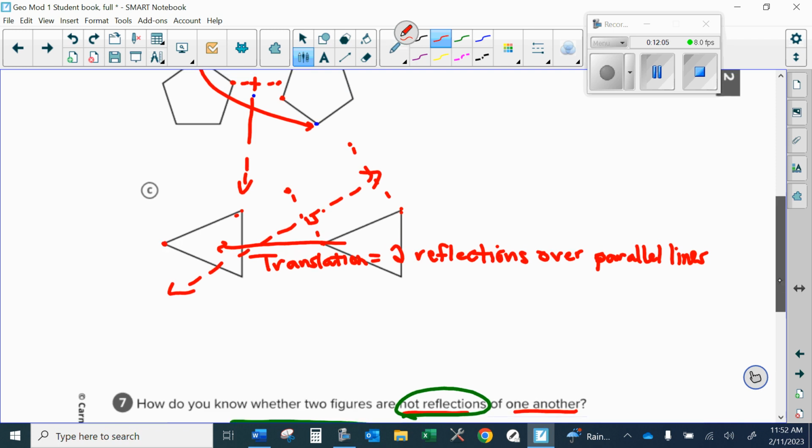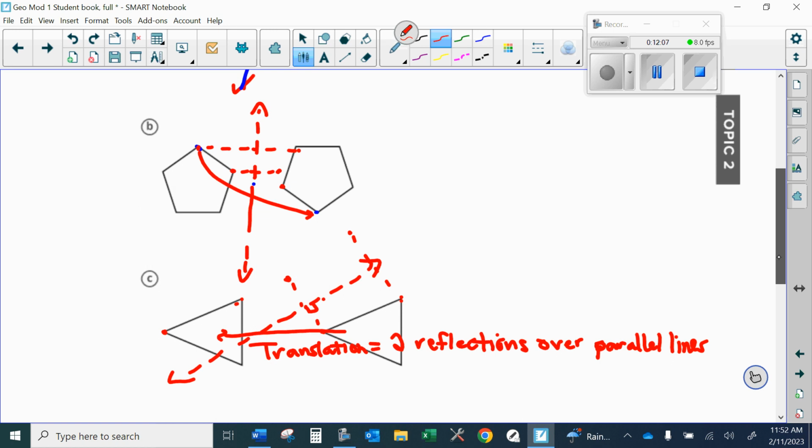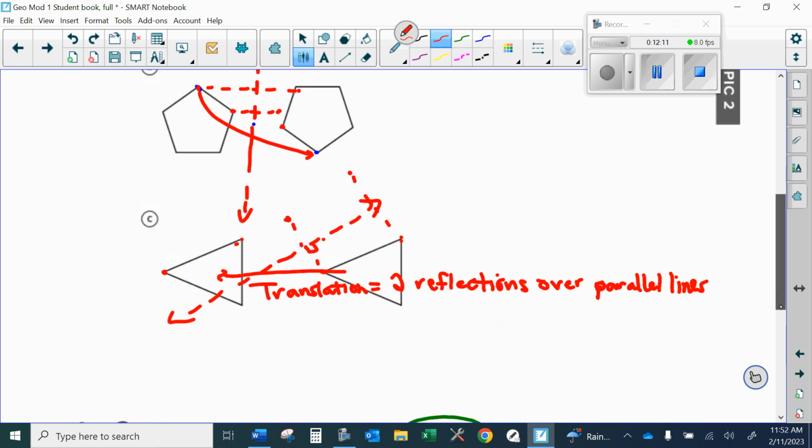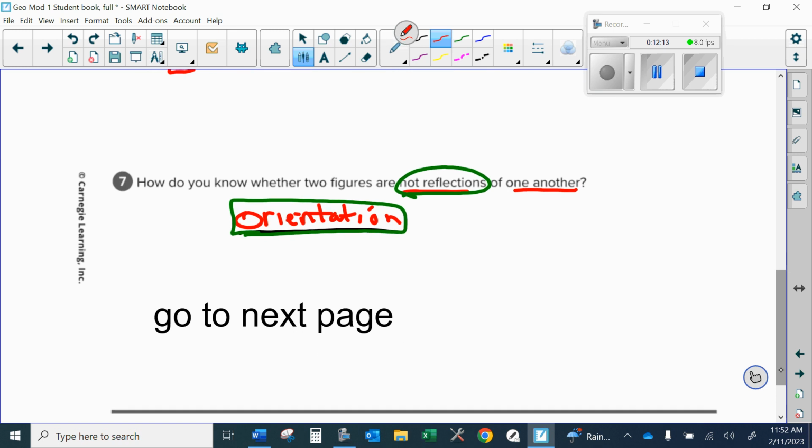Okay, so this one up here is a rotation. It rotated, okay, for B there. How do you know whether 2 figures are not reflections of one another? One way to test this is orientation.